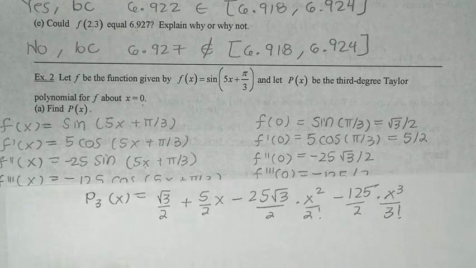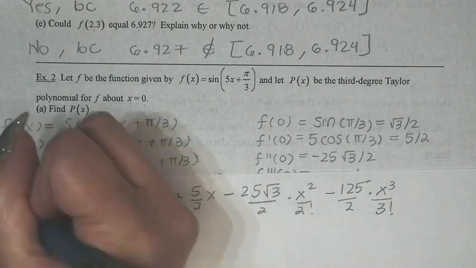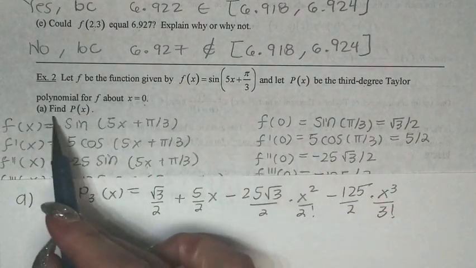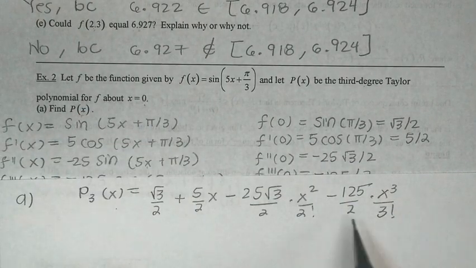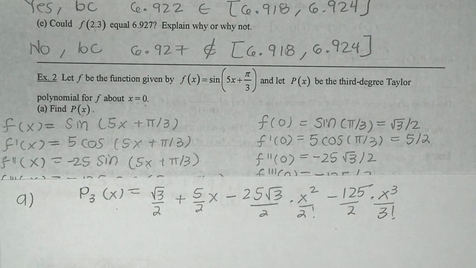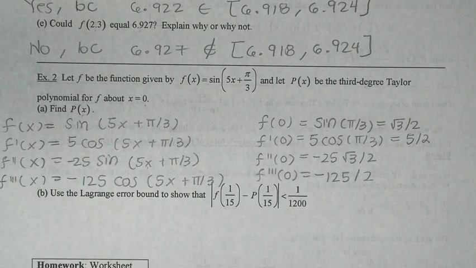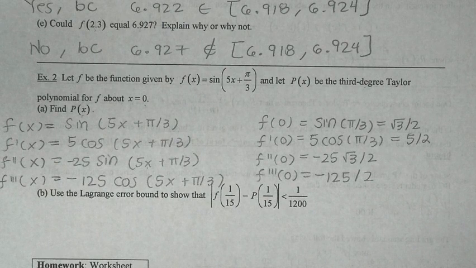And this is my polynomial of degree 3, and with this we have p of x. This is your p of x. Cool? Okay, now let's move on to part B. They tell you, hey, use the Lagrange error bound to show that the absolute value of f of 1 over 15 minus p of 1 over 15 is less than 1 over 1200.